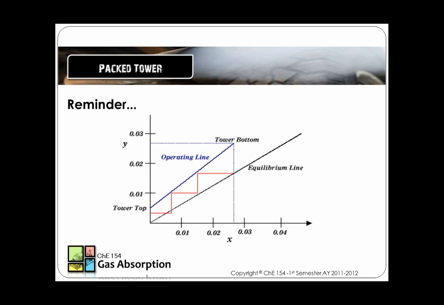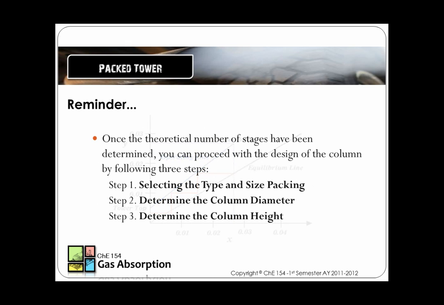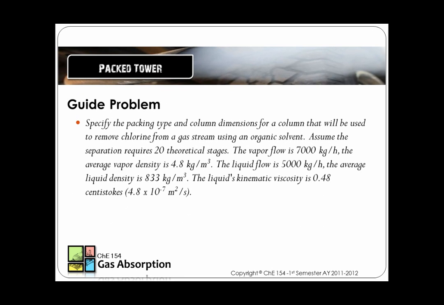Once the theoretical number of stages has been determined, we can proceed with the design of the column by following 3 steps. Step 1, selecting the type and size of packing. Step 2, determine the column diameter. And Step 3, determine the column height. Here is a guide problem for us to have a good grasp of the previous concepts.